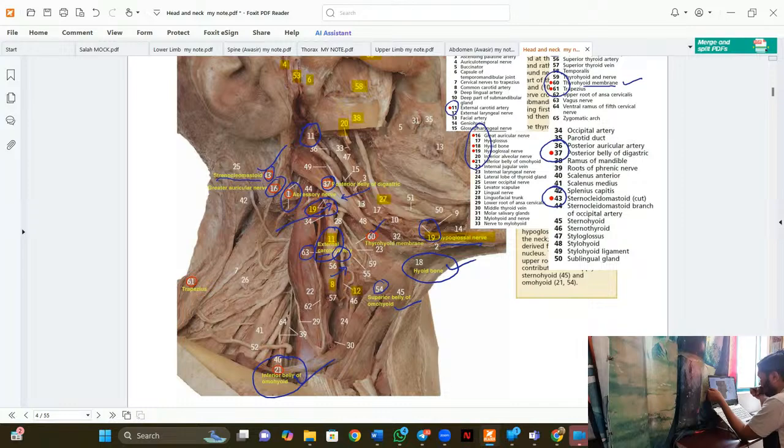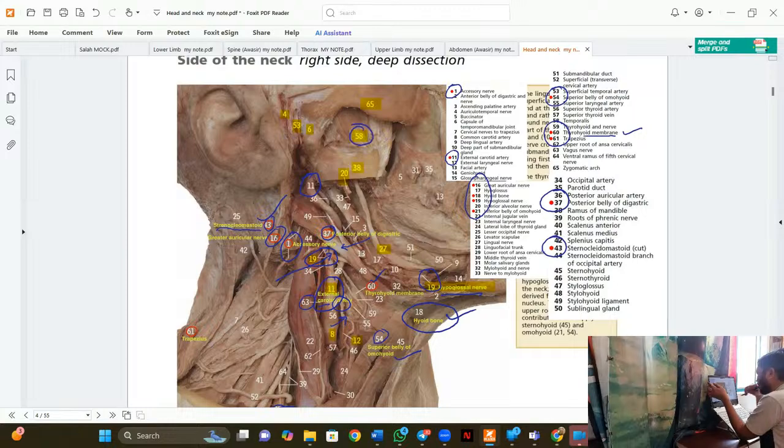Okay. 58. I cannot see 58. Where is 58? 57, 56. 58. It is a masseter muscle. Is it? I'm not sure. No, masseter, not here. Masseter, temporalis, or 58? Yeah, temporalis. 58 temporalis.